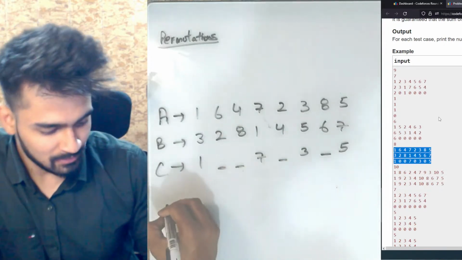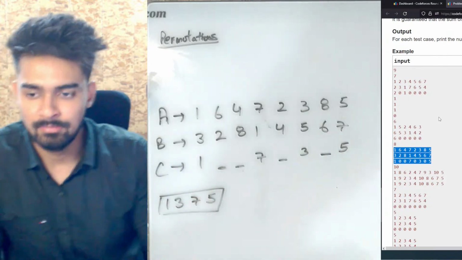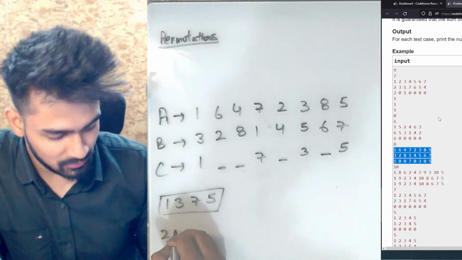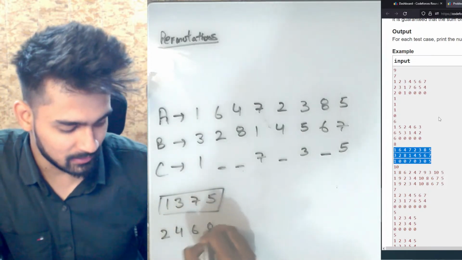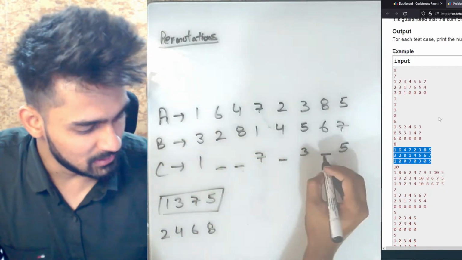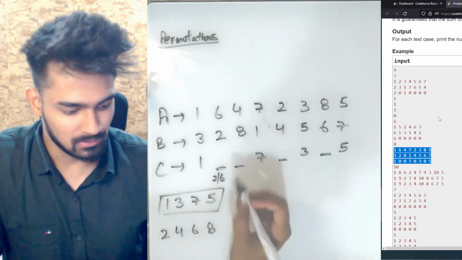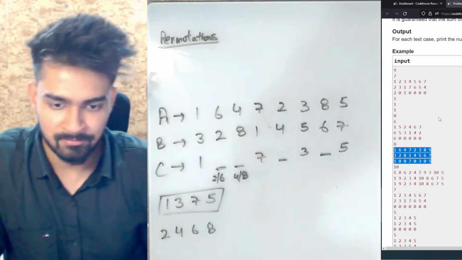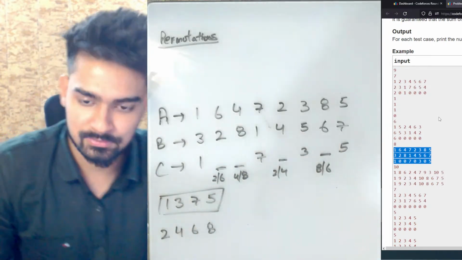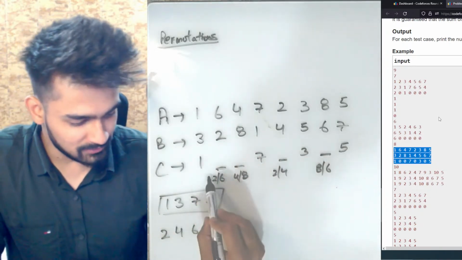Now, if you see, 1, 3, 7, and 5 are already done. The rest of the values are 2, 4, 6, and 8. Now, this value can have 2 or 6. This value can either have 4 or 8. This value can either have 2 or 4. This value can either have 8 or 6. And if you see, none of these values have already occurred.